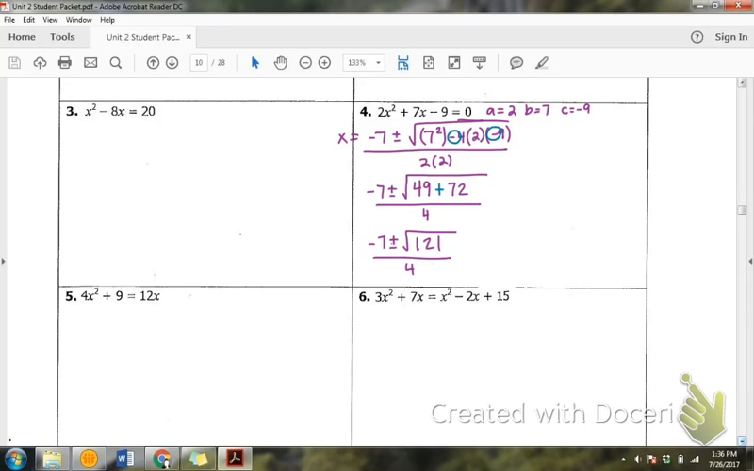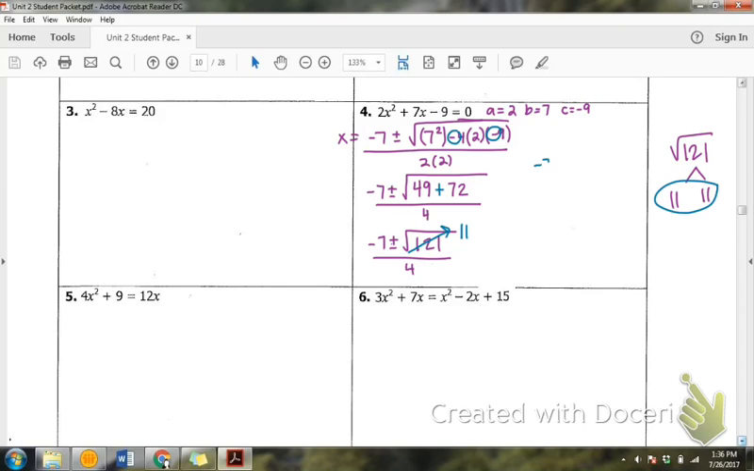-7 plus or minus the square root of 121. Now, we could break down 121 off to the side. We could do that. But what is 121? 11 times 11, and so that's a pair. Is there anything left to go inside? 121 is a perfect square. So this 121 just becomes the number 11. No square root anymore because it's a perfect square.